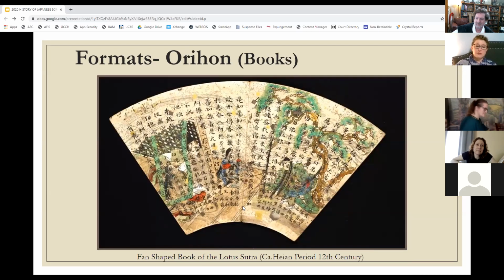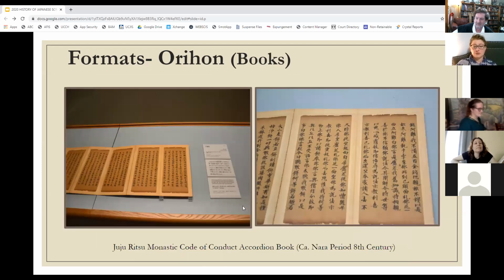Oops, I went backwards, I apologize. And this is a really cool accordion book. This is the Jujuritsu Monastic Code of Conduct. And this is some beautiful calligraphy, but you can see that they took a makimono, sliced it up, and mounted it on this accordion book so it wouldn't fall apart, just to keep it preserved. It's very nice.